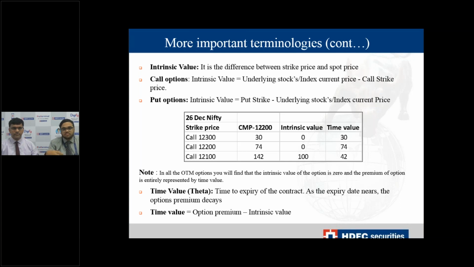So now from this example you have understood what is intrinsic and time value. This is a formula. It is also important from the exam point of view. So time to expiry of a contract, as the expiry date nears, the option premium decays. That is called time value. It is also called theta. And time value is option premium minus the intrinsic value. So in the money there will always be intrinsic value and the time value. For OTM there will be only time value.